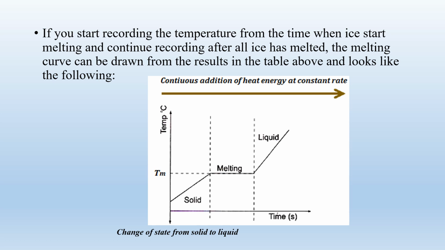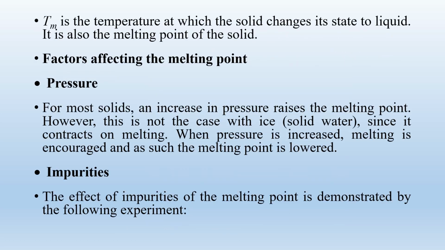Change of state from solid to liquid. Tm is the temperature at which the solid changes its state to liquid. It is also the melting point of the solid. Factors affecting the melting point. Pressure. For most solids, an increase in pressure raises the melting point. However, this is not the case with ice, solid water, since it contracts on melting. When pressure is increased, melting is encouraged and as such the melting point is lowered.